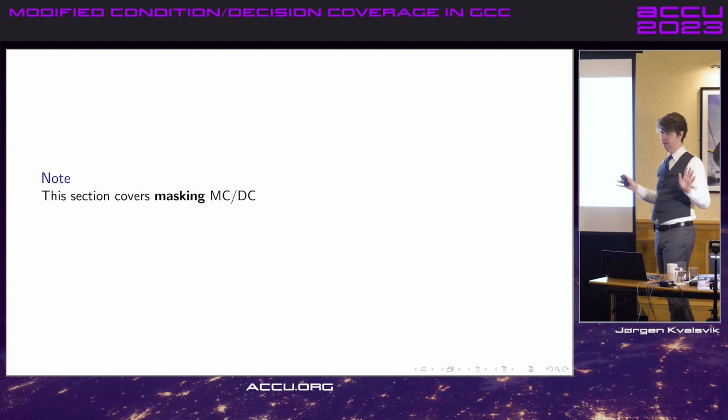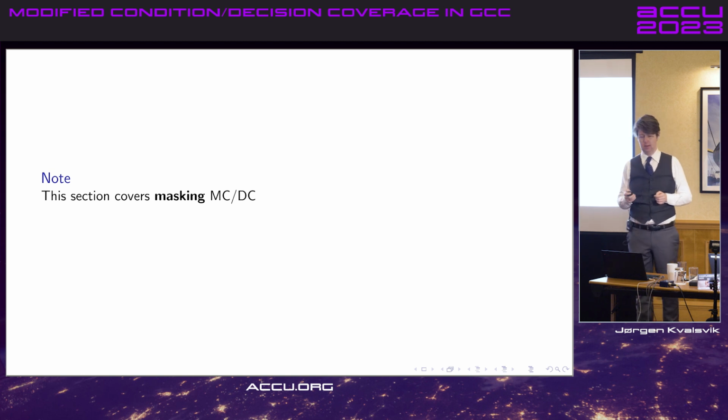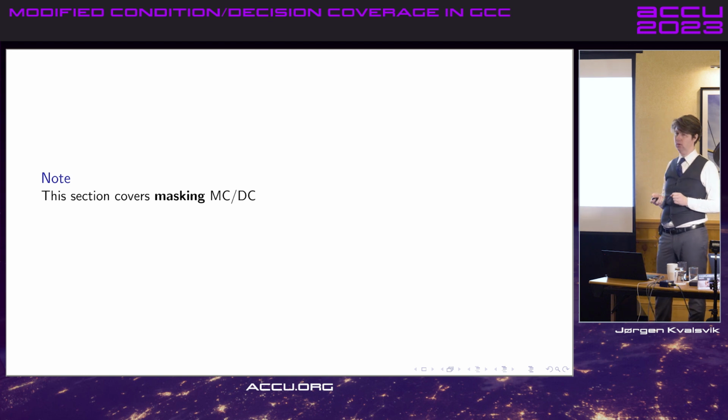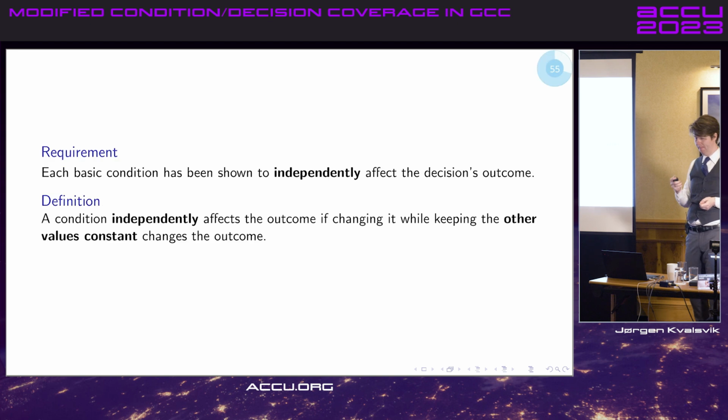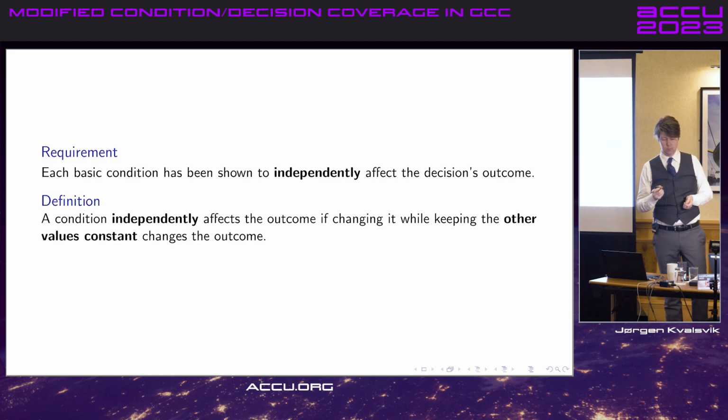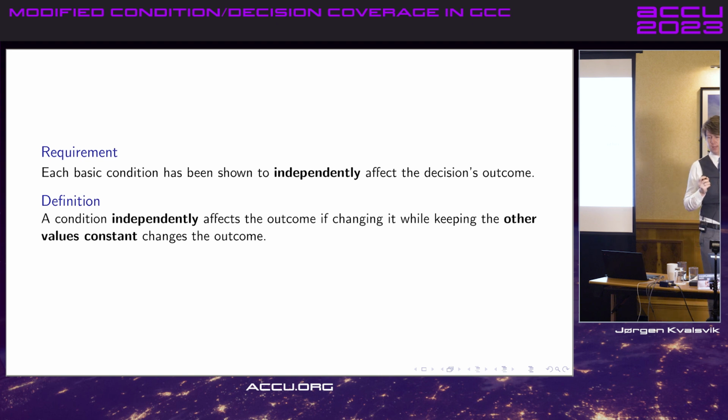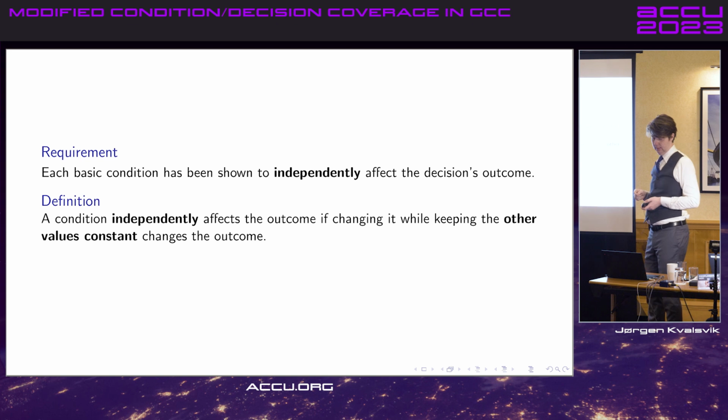This section, the rest of the talk, covers masking MCDC. Not too much changes for, well, actually, I take back. Unique cause wouldn't have to deal with this, but this is the price you pay for a smaller input. Okay, so let's go back to the requirement. Is that every basic condition has been shown to independently affect the outcome, right? A condition independently affects the outcome if changing it while keeping the other values constant changes the outcome. This is shared with unique cause.